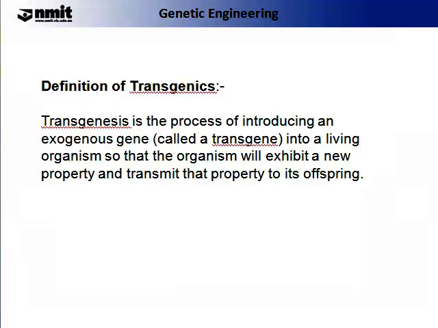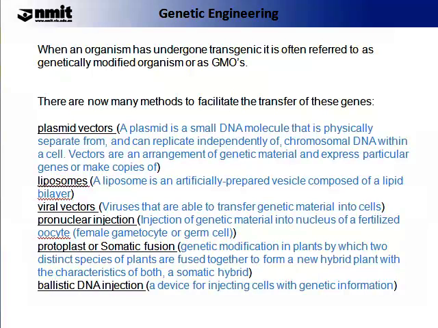Let's get on top of some of the definitions and explain and define these. Let's start with a definition of transgenetics. This is the process of introducing an exogenous gene, called a transgene, into a living organism, so that that organism will exhibit a new property and transmit that property to its offspring. When an organism has undergone transgenic modification, it is often referred to as a genetically modified organism, or a GMO for short.